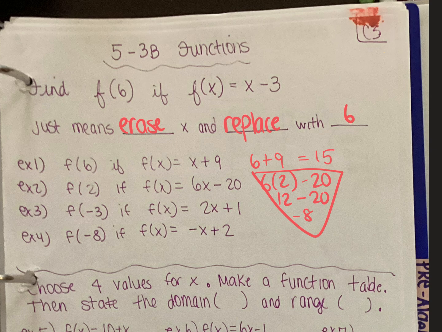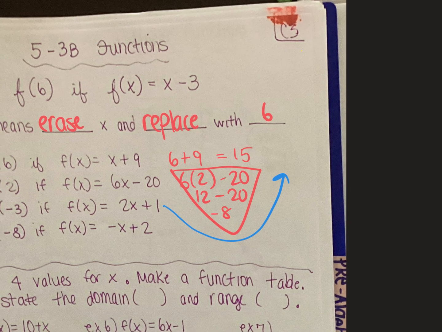Okay, pause the video and you try answering question number 3. Okay, so I'm going to do my work over here. f of negative 3, if f of x equals 2x minus 1. 2 times negative 3 plus 1, negative 6 plus 1 is negative 5.